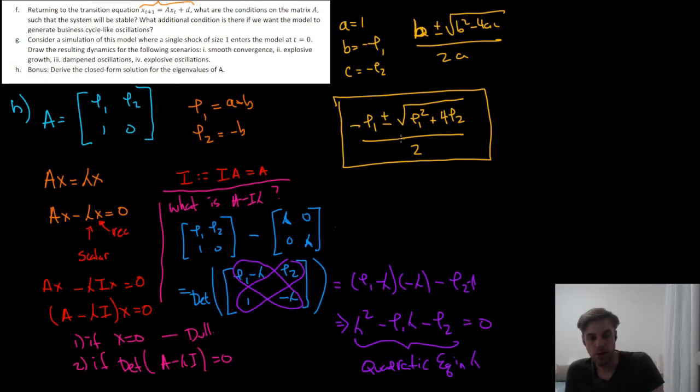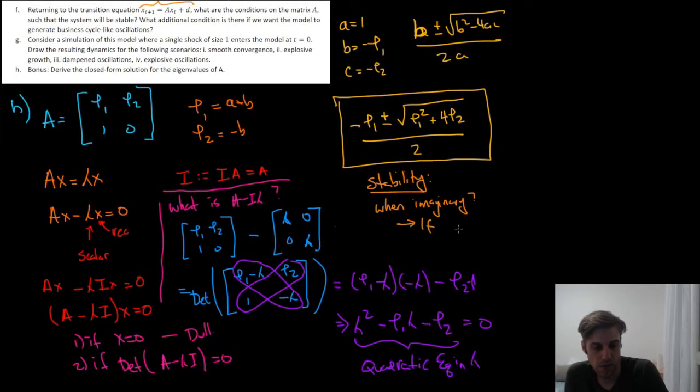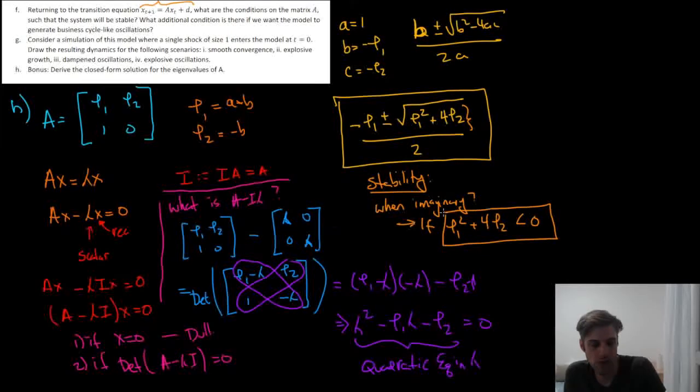And furthermore, we can talk about stability. So we can go even like double bonus stability. Okay, first, it's very easy to see when is this imaginary. Well, it's imaginary if the value under the square root is less than 0. So if rho 1 squared plus 4 rho 2 is less than 0. Okay, so there you go. That's our condition for imaginariness in the solution.